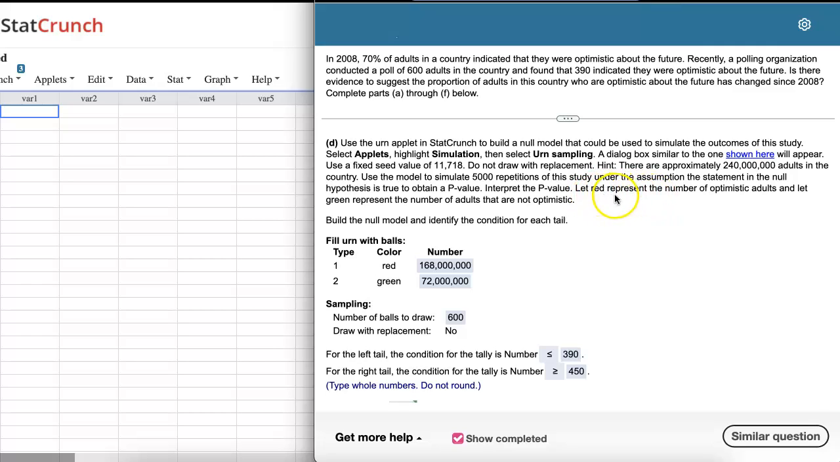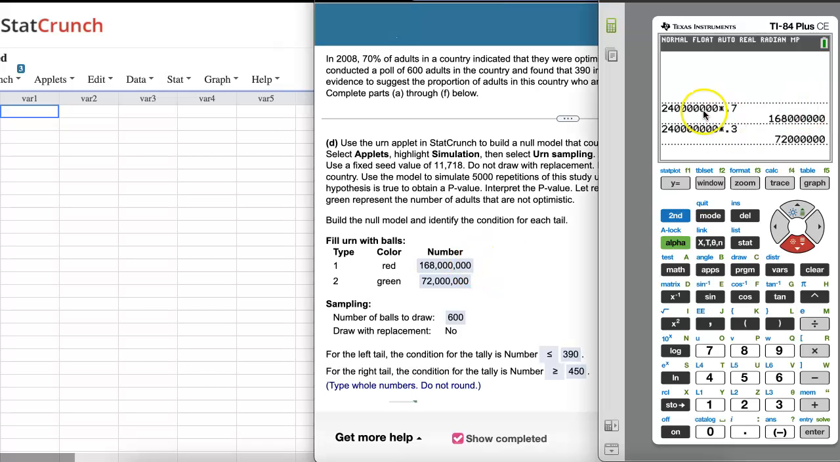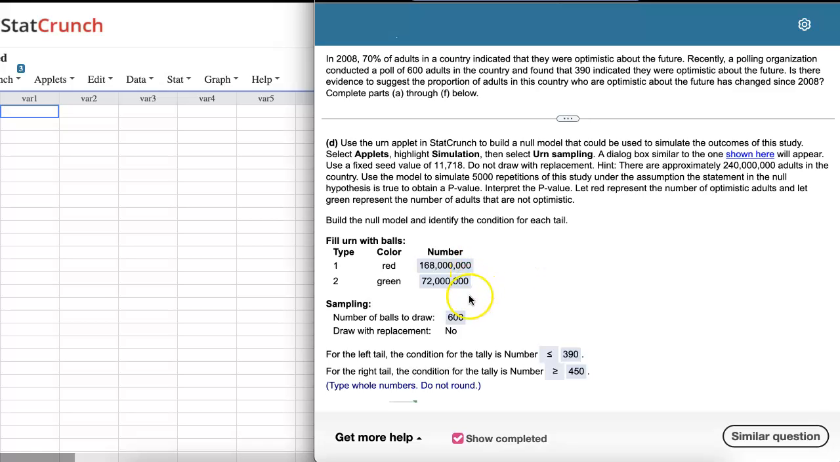Here we're told let red represent the number of optimistic adults. So again, remember, we're assuming 70% of our population are optimistic. So in other words, they're red. So I just came over to my calculator real quick. I did 70% of the population. So that should be the number of red balls in the urn. Those not optimistic then would be what's left, or 30% of the population. So here's the number of green balls in the urn. So that's how we can determine those values.